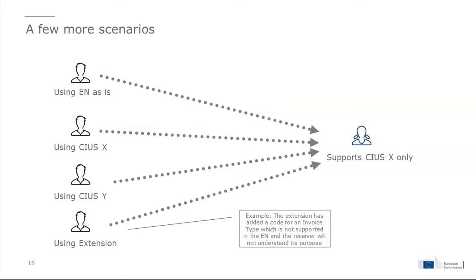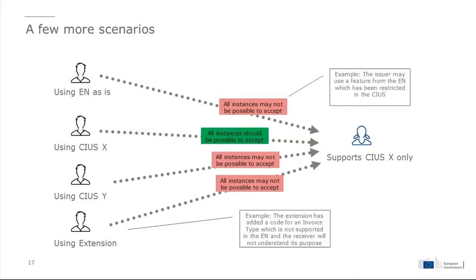We have another scenario where the receiver supports a CIUS specifically, only one, and that makes the situation a little bit more tricky. Let's say that CIUS X has made a restriction on a code list, or made an element mandatory. For example, the reference to the buyer or the order reference is mandatory. So let's see what happens now when the suppliers send their invoices.